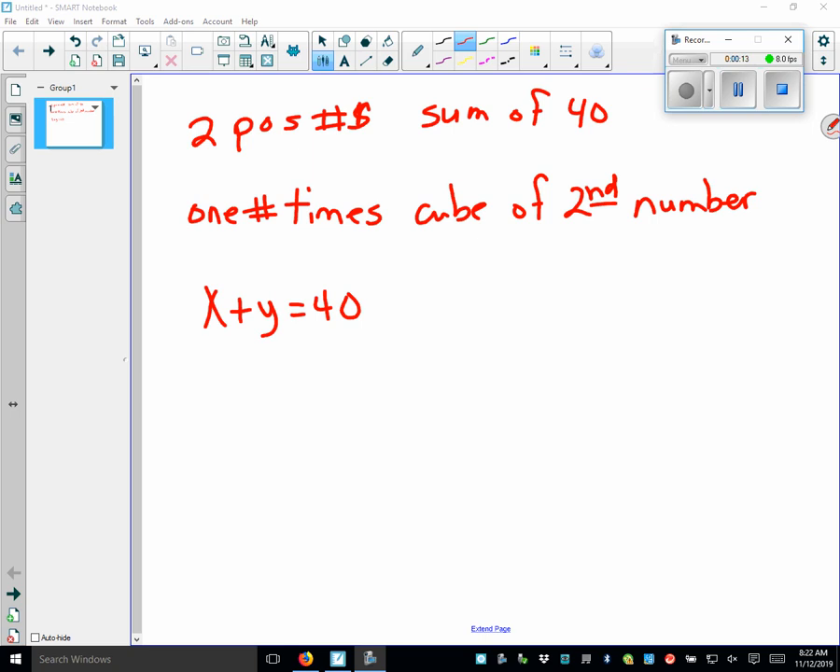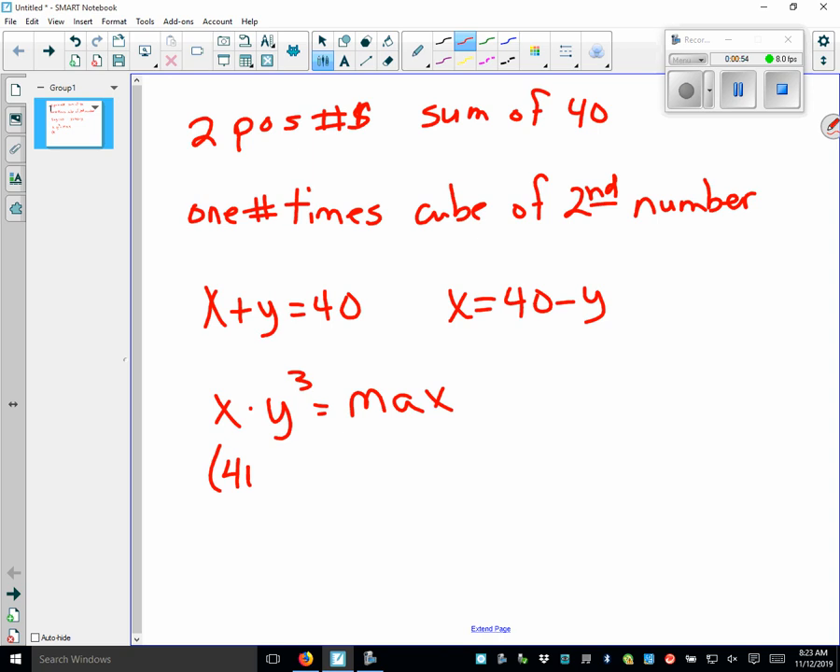Alright, X plus Y equals 40. Do you agree? How do I get it in terms of one letter? Is X equal to 40 minus Y? Okay. The first number is X times the cube of the second number, times Y cubed, is a maximum? Yes. What do I put in place of X? 40 minus Y. So 40 minus Y times Y cubed equals the max?